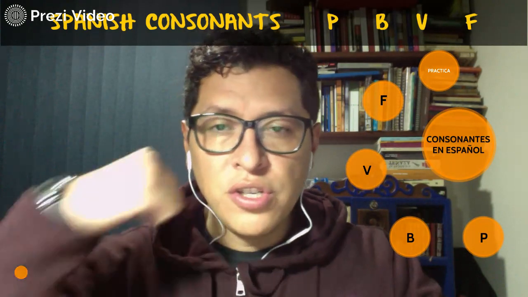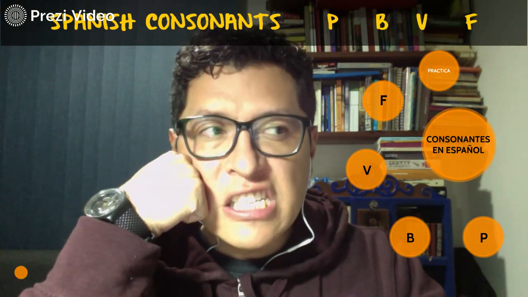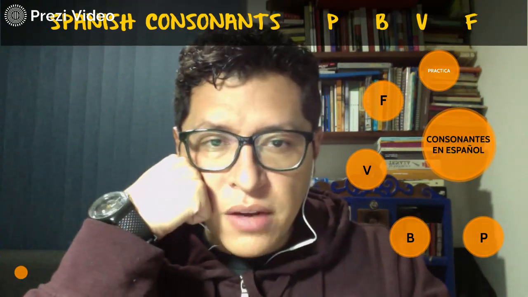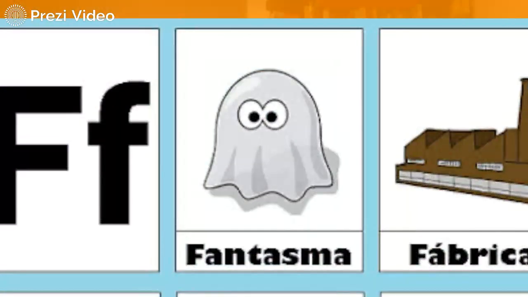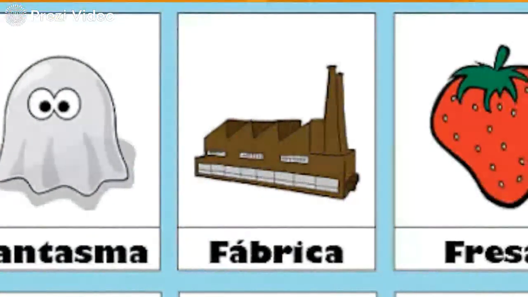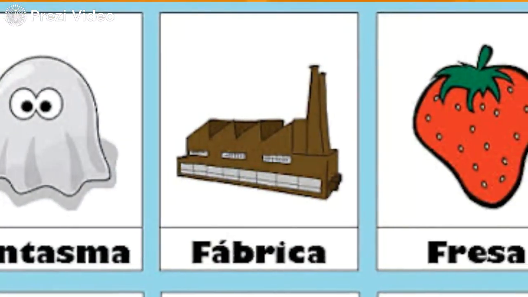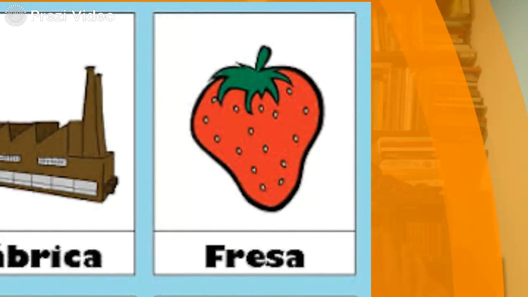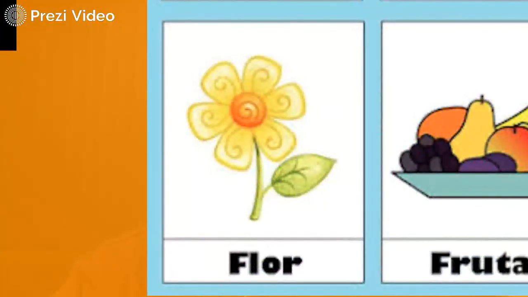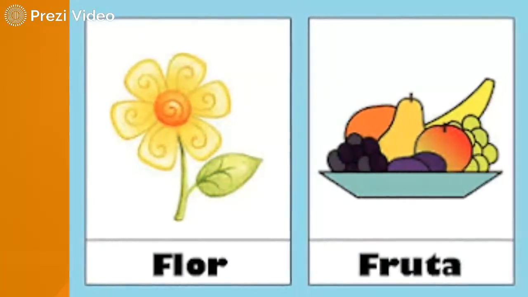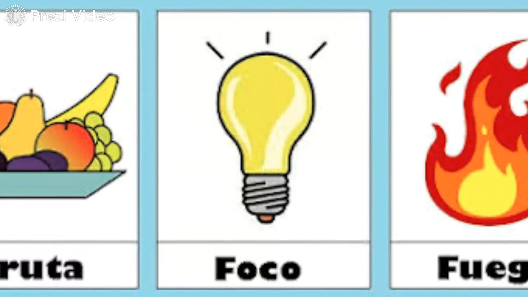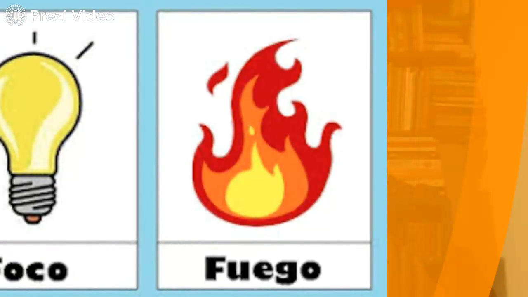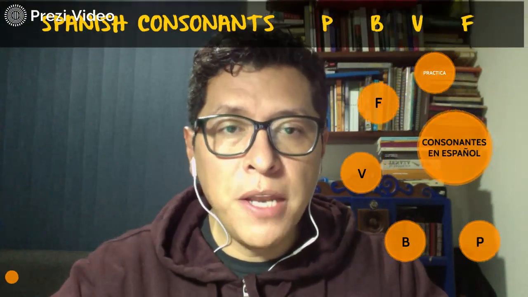Spanish pronunciation is so easy. I would say it's one of the easiest parts of the language. Let's go to F. Okay, there we go. We say fantasma, fábrica, fresa, flor, fruta, foco, fuego. That's right. So those are the bilabial sounds in Spanish.